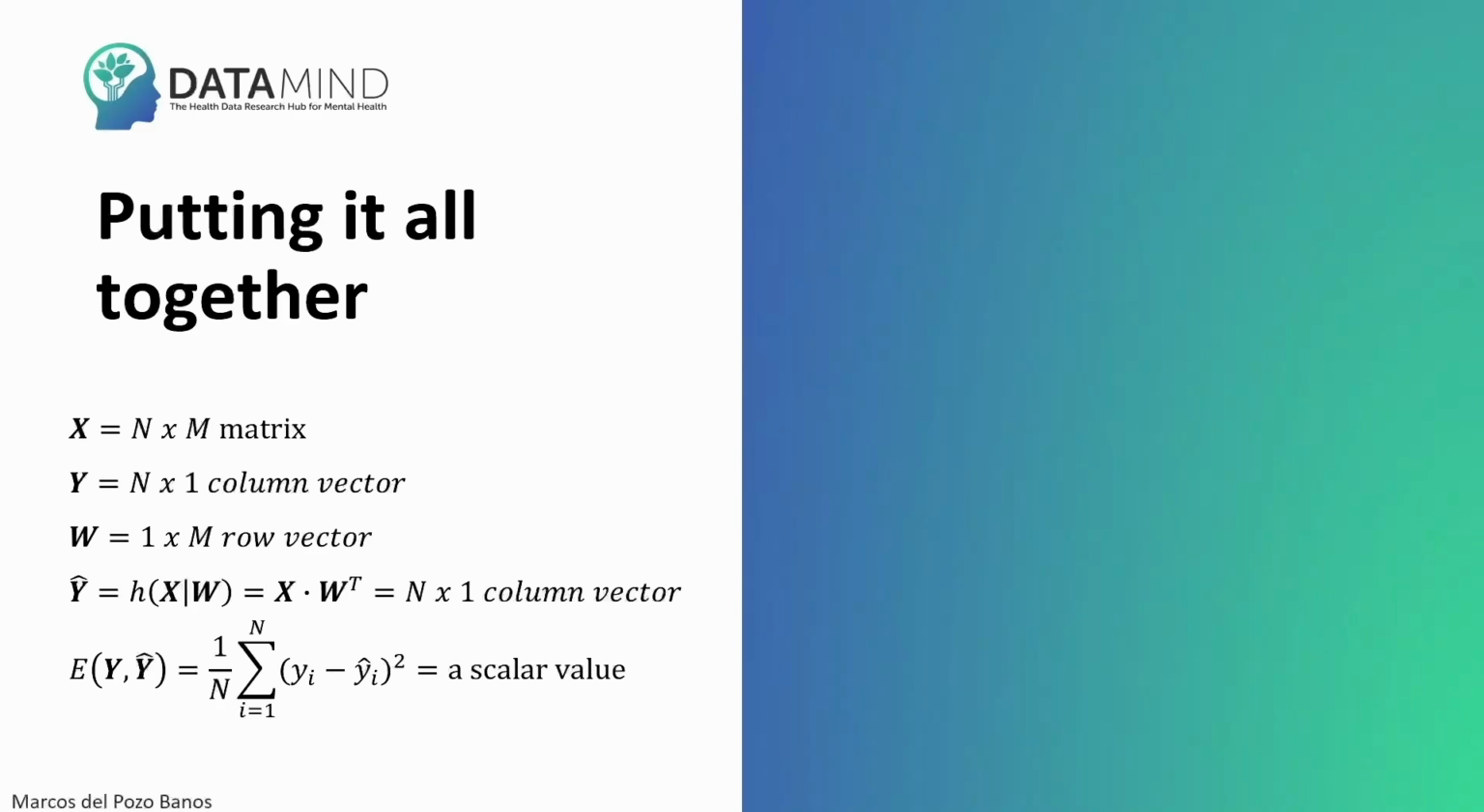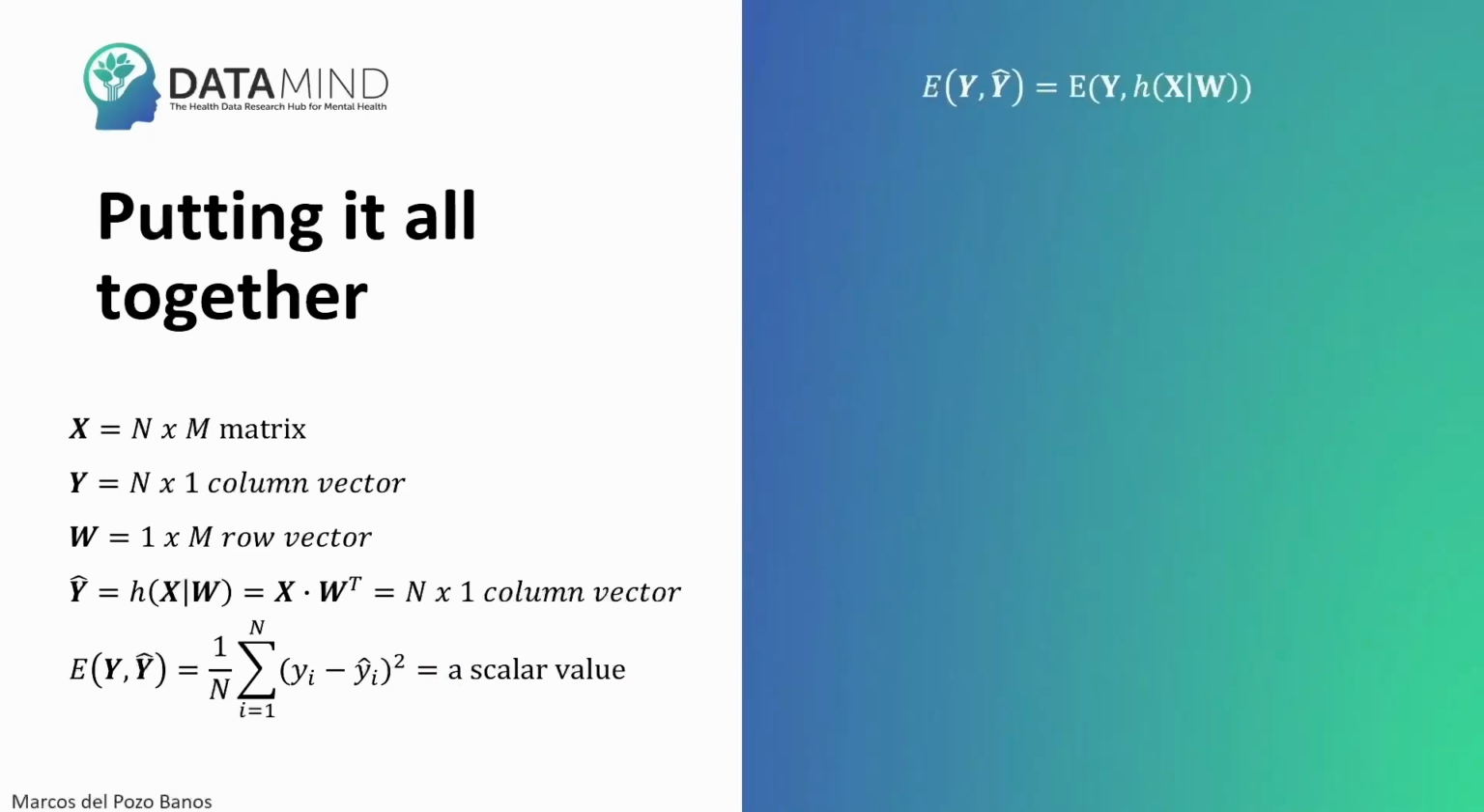And note that we are referring to individual elements through the summation and through the subscript i, we are referring to different elements in y and y hat. So yeah, as I said, y hat is an n times 1 column vector, and e is a scalar value. It's interesting to keep track of what you get on each of these operations, as we will see later on.